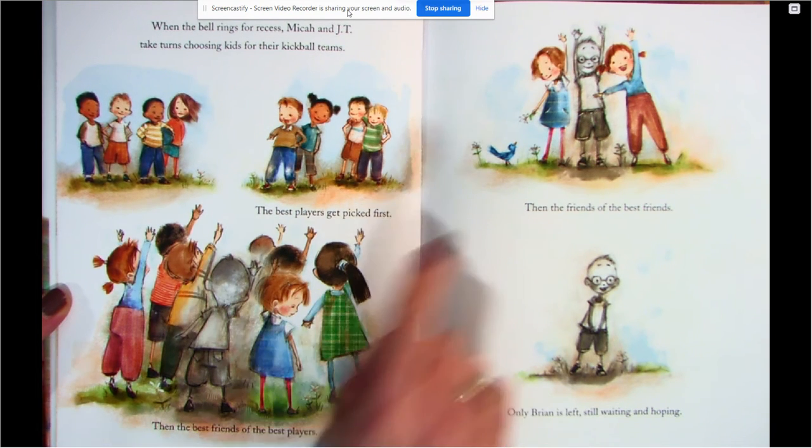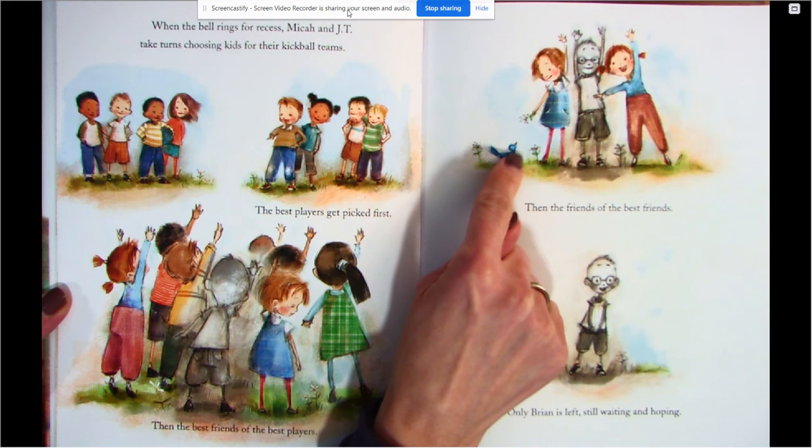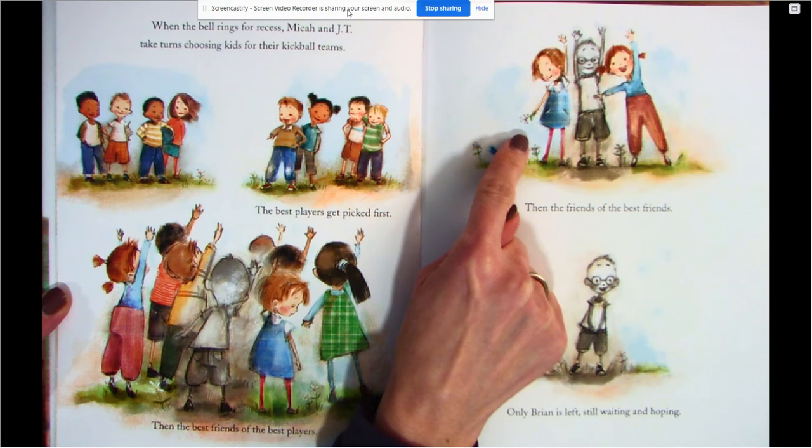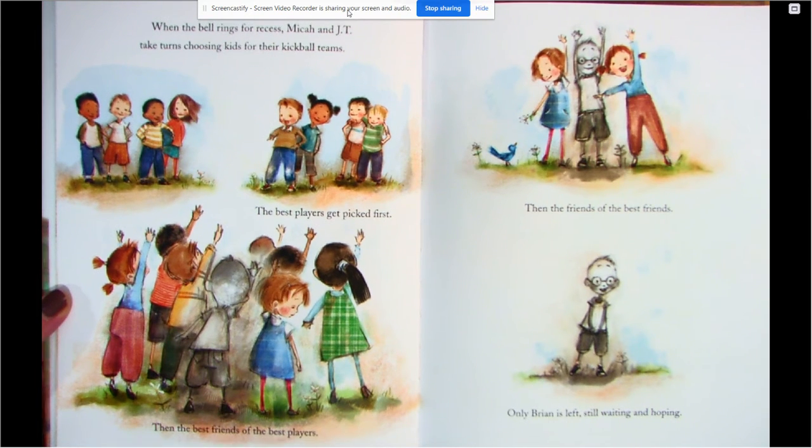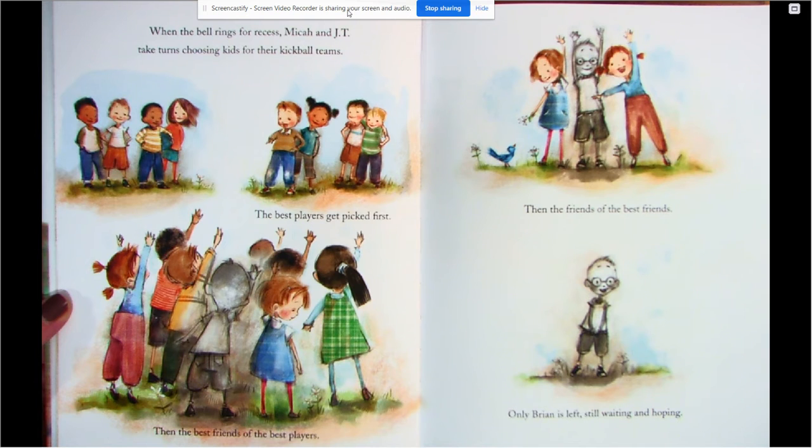There's that little girl in the blue dress again. She's kind of paying attention to the birds. Who's got that flower in her hand now? Look at Brian's face. You need to pay attention to the characters and their facial expressions in the illustrations. Right? What are they looking like on their face? How does that help you understand what they're thinking?